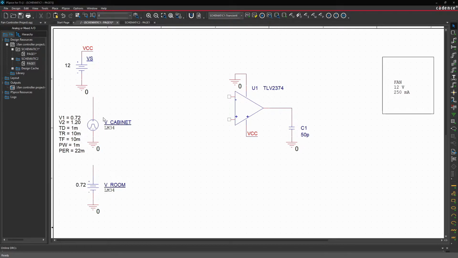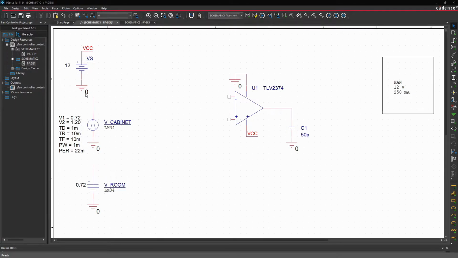The temperature in my computer cabinet can go from room temperature up to 120 degrees. I hope it doesn't ever go that high, but this is just for my simulation. I have that temperature varying slowly with a rise time and fall time of 10 milliseconds. This is because temperature generally is very slow to change.